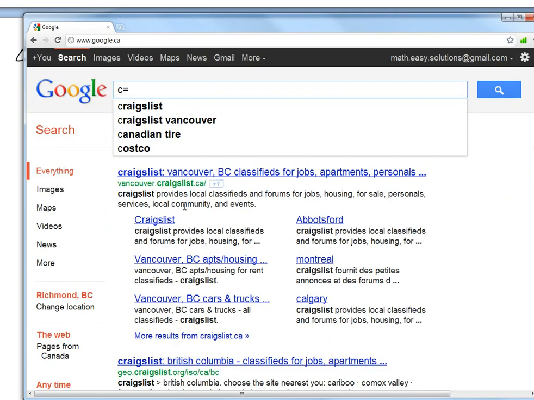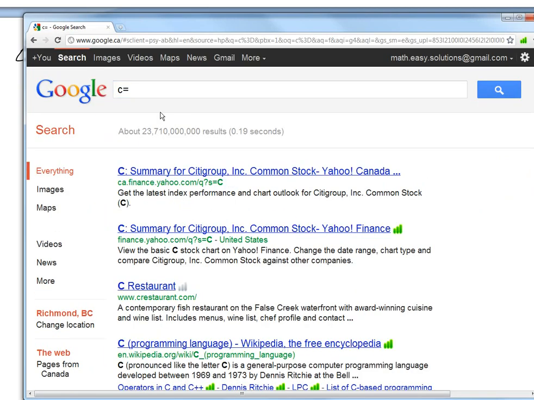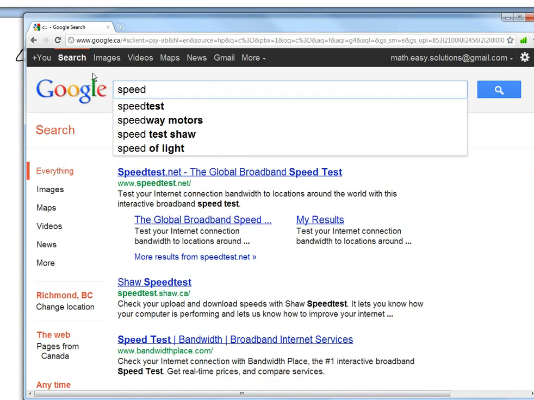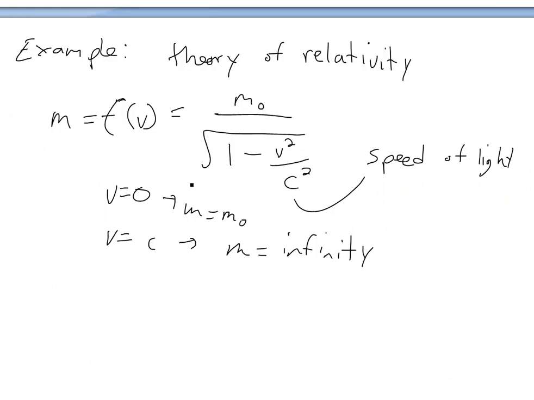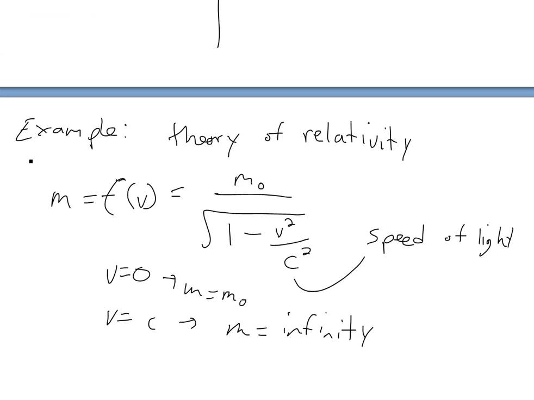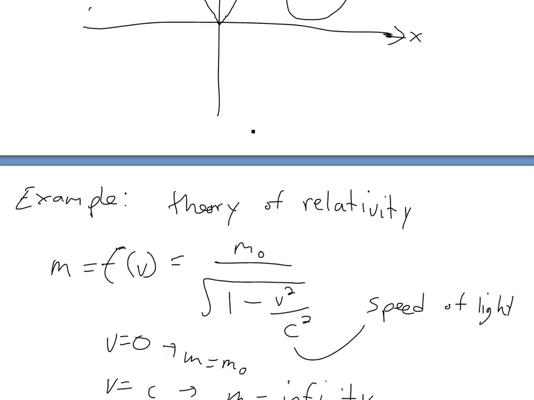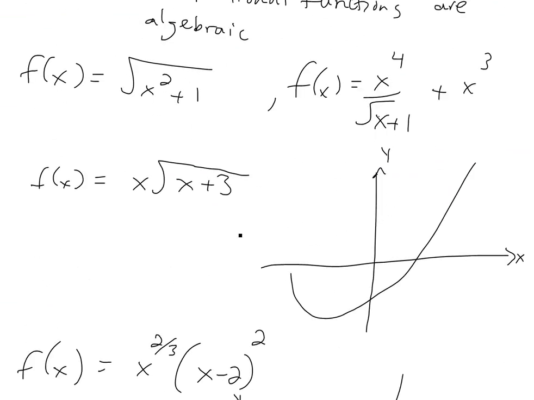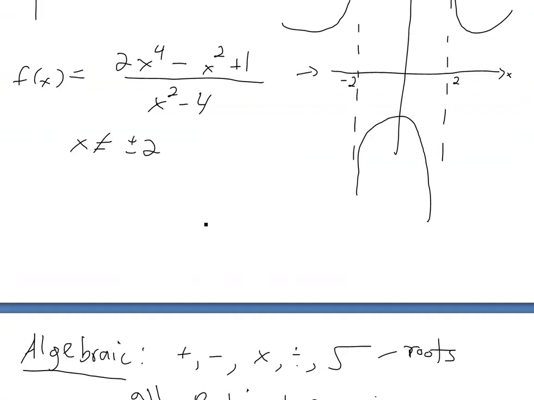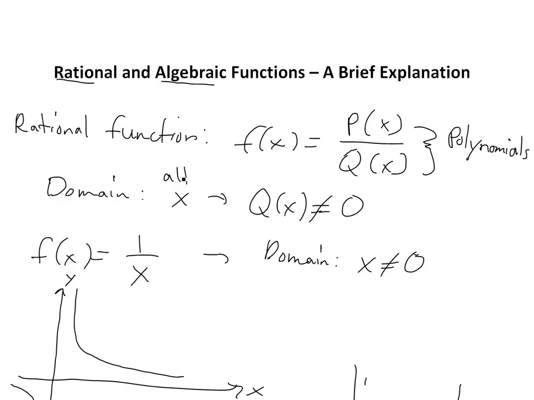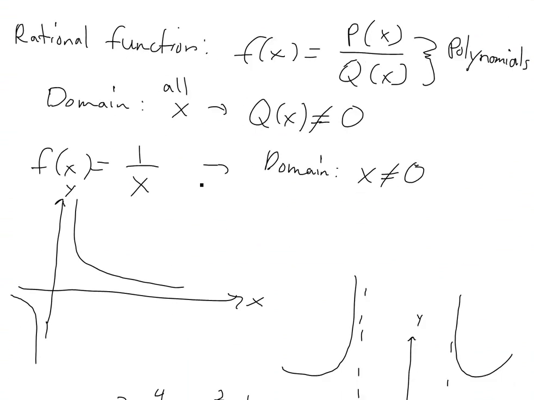c equals, well, that didn't work. I'll just write speed of light. Speed of light equals, okay. So basically it equals that, and you could use that to find it. But anyway, that's an example of an algebraic function, a function divided by an algebraic function. These are some quick curves. I'll show you how to graph them, but algebraic functions have a great variety, and rational functions are algebraic as well. That's a quick brief explanation.